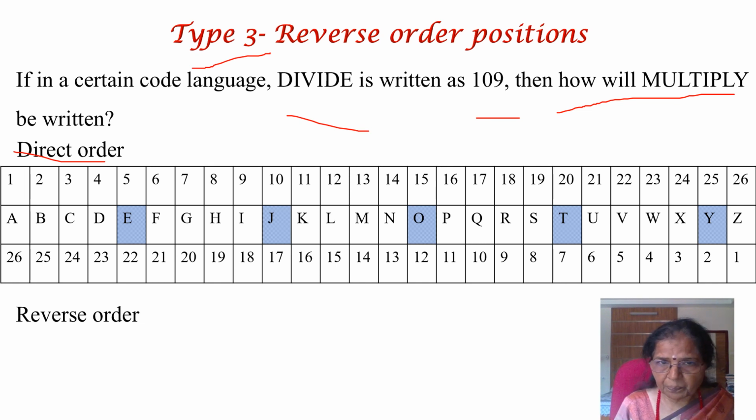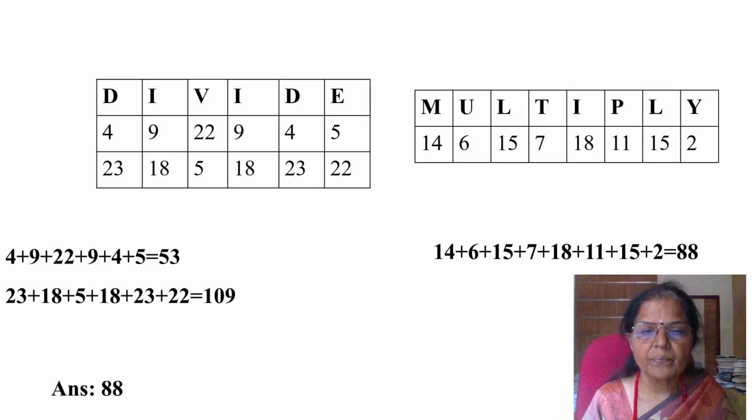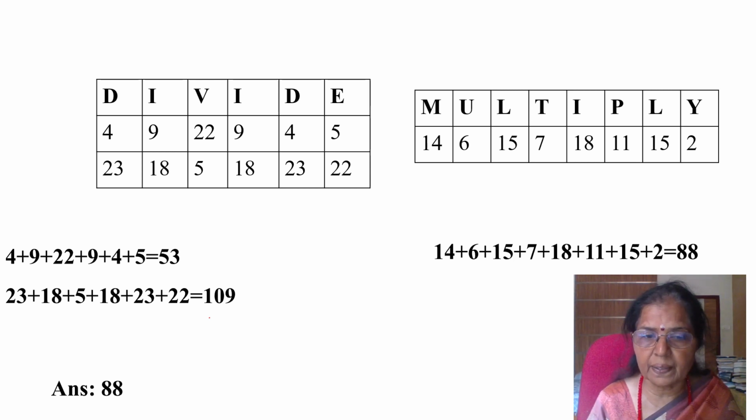And so draw the table, because here the code for only one sample is given. If only two samples are given, then you can straight away, it is direct coding; you can look at the common letters and code for it. But here only one sample is given, so you have to draw the number table. So write A to Z and put the direct order and the reverse order number. See here, the code for divide is given as 109.